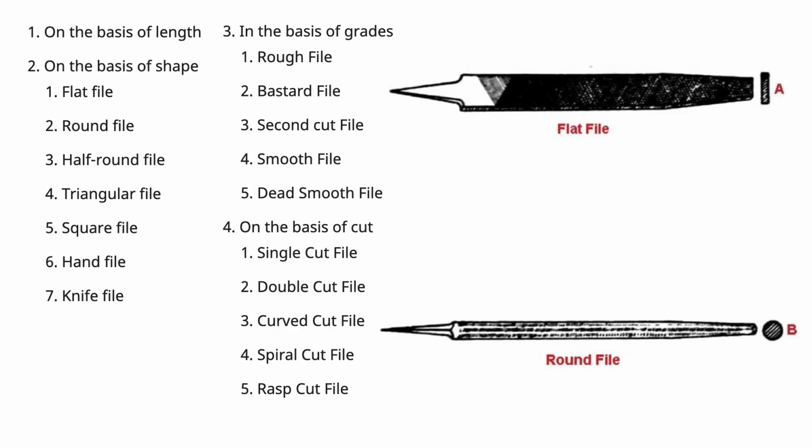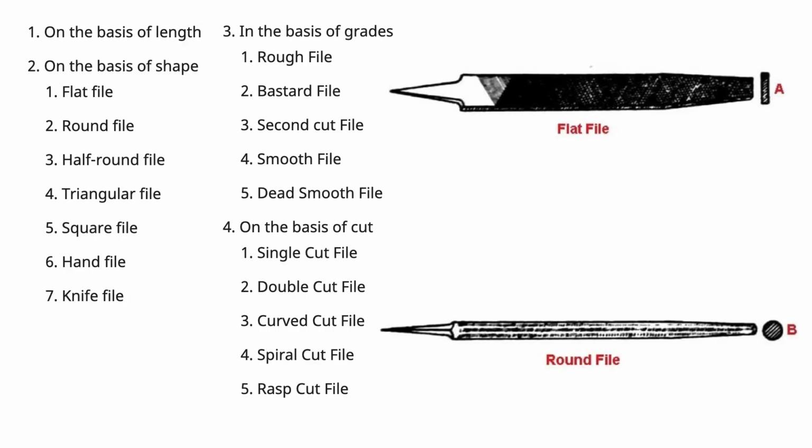Here you see two shapes; other shapes I have shown in a different slide. As per the classification of shapes, here you have different types of file tools according to the shape. This is a flat file and that is a round file. The flat file has a rectangular cross section in shape.